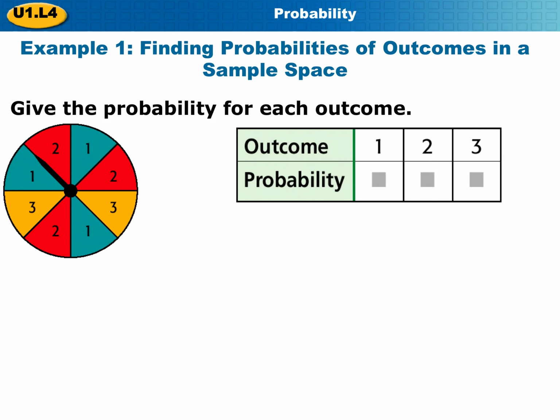Looking at the probability of getting a 1, a 2, or a 3, the first thing we need to know is how many possible outcomes there are. There are 1, 2, 3, 4, 5, 6, 7, 8 possibilities, and there are 3 ones. So the probability of getting a 1 is 3 out of 8. The probability of getting a 2 is 3 out of 8. And the probability of getting a 3 is 2 out of 8, or 1/4. If I add up all 3 of these probabilities, it will equal 1.